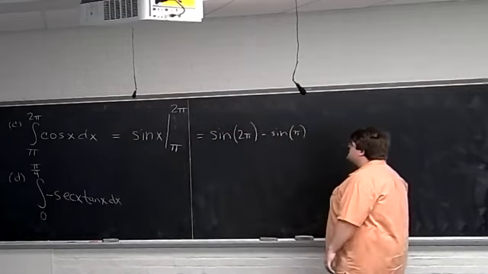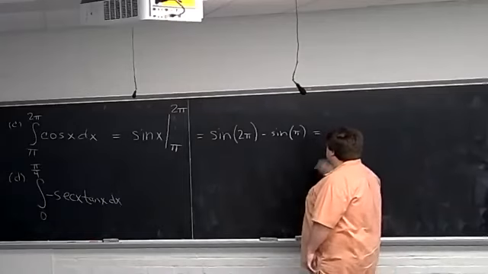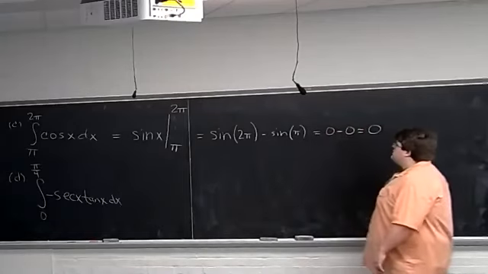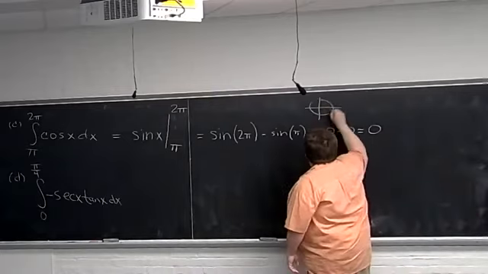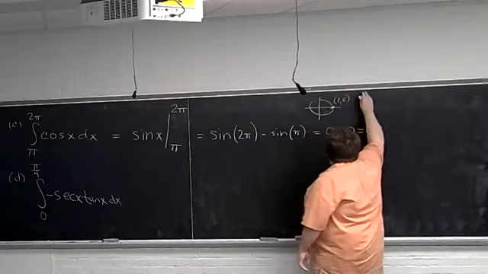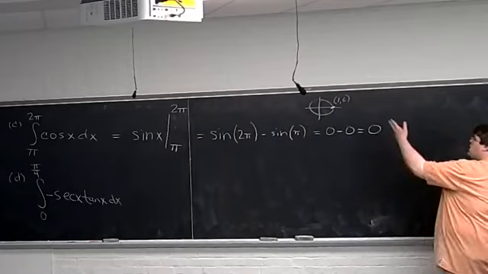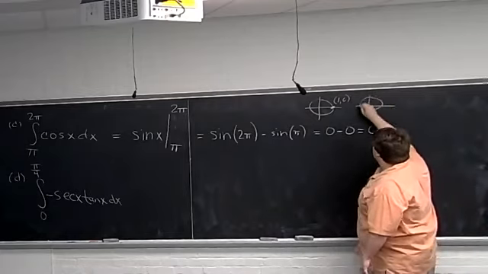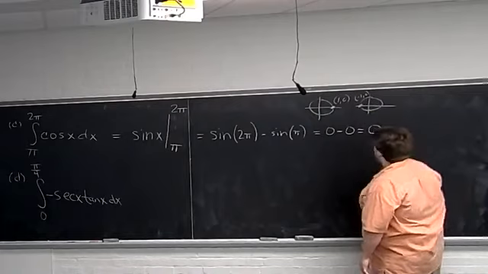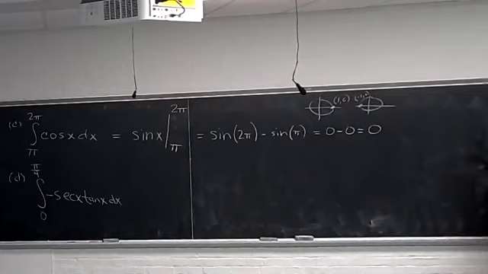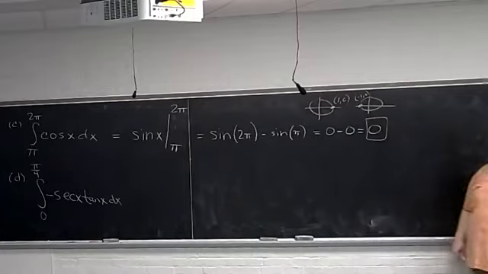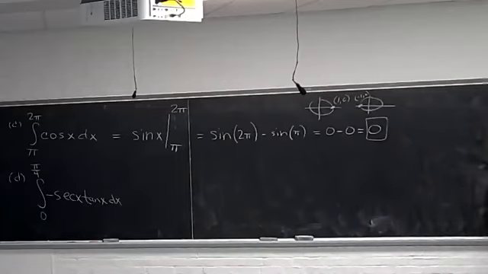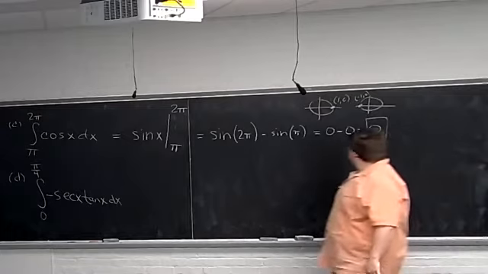Sine of 2 pi minus sine of pi. What are they? Well, they're both 0. Why are they both 0? Sine of 2 pi, the y value there, 0. Sine of pi, y value there, 0. So 0 minus 0 gives us 0. More on that after we do these computations. Any questions about part C?